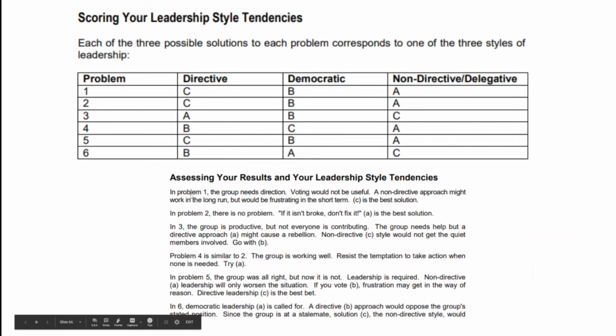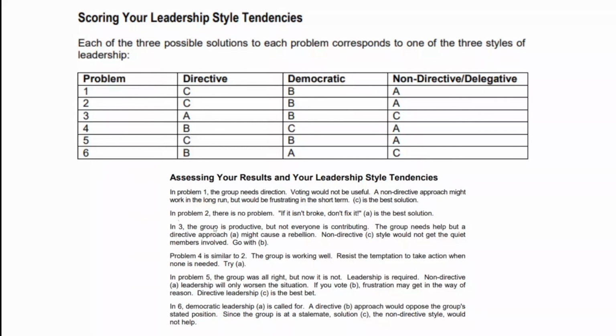Here in problem 1, the group needs direction. Voting would not be useful. A non-directive approach might work in the long run, but be frustrating in the short run. C would be the best decision. So they're saying C would certainly be the best one in the case of problem number 1. In problem number 2, there is no problem. And this is exactly the if it ain't broke, don't fix it argument. So they're saying A is the best solution.